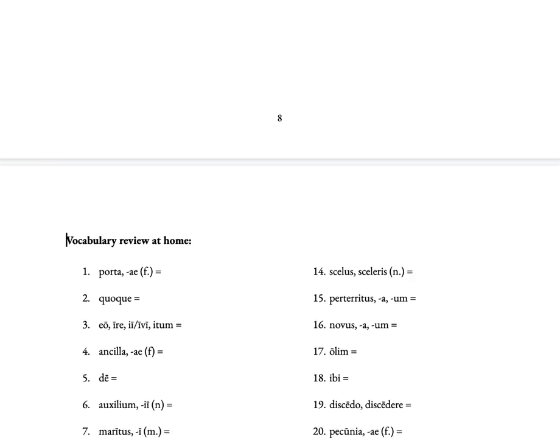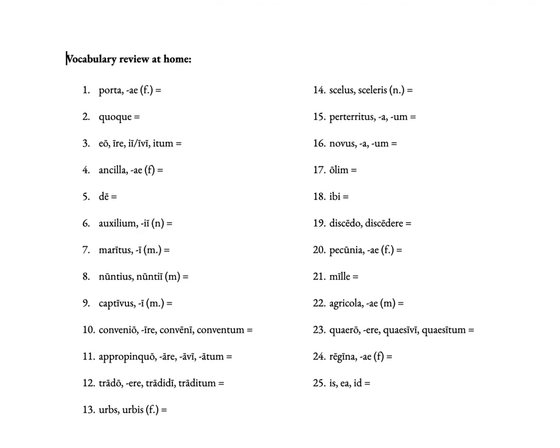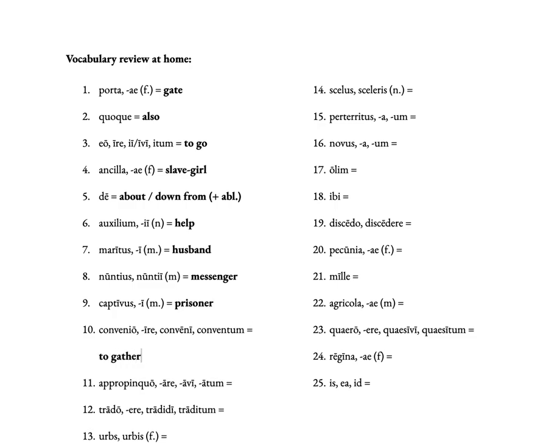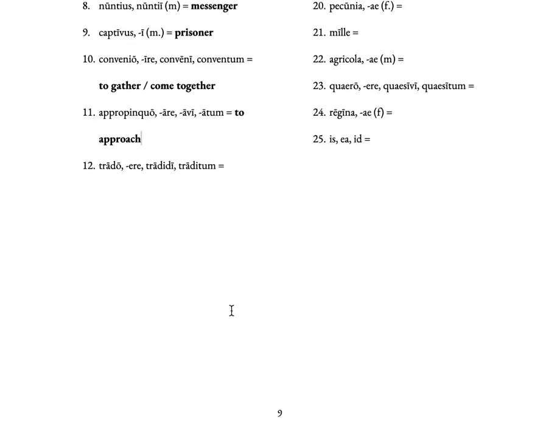And then at the very end here, we've got a bit more vocabulary. Okay, so let's just go through those. So a porta is a gate, quoque is also, eo, ire is to go, ancilla is a slave girl. De means about, well, yes, about or down from, and it takes the ablative. Or you could say concerning. Auxilium is help. Maritus is a husband. Nuntius is a messenger. A captivus is a prisoner or captive. Convenire is to gather together, basically, or come together. Appropinquare is to approach or go near something. Tradere is to hand over.